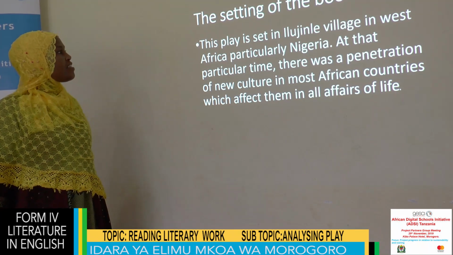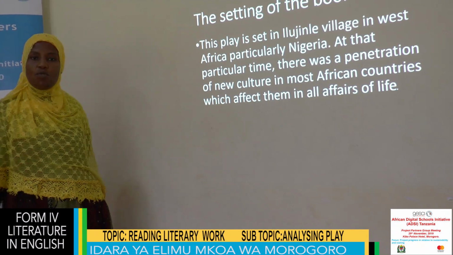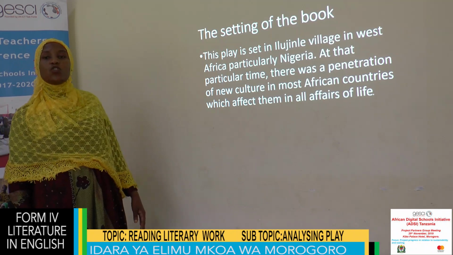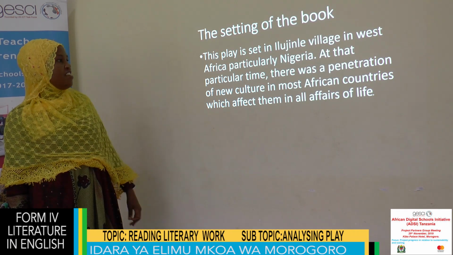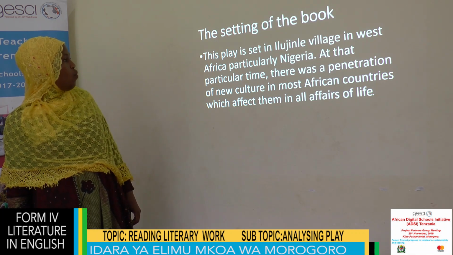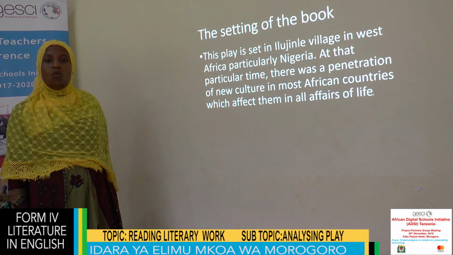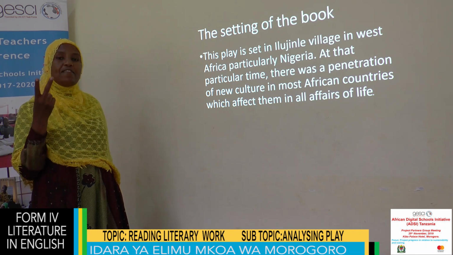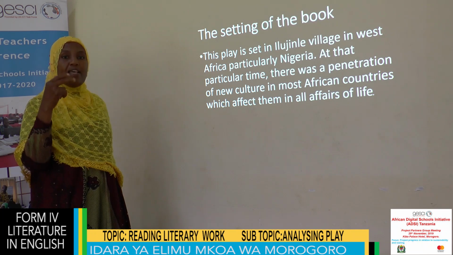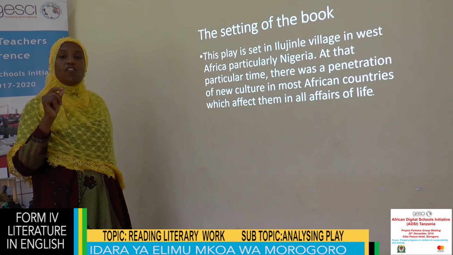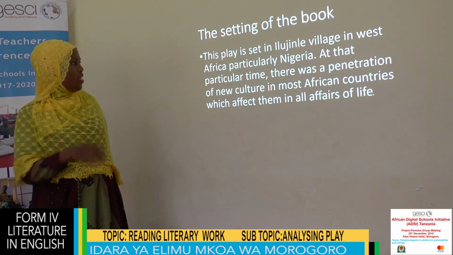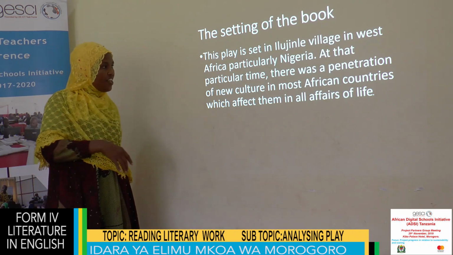After that, let us describe the setting of the book. This play is set in Ijule village in Nigeria. It's mostly in part of West Africa. When we are talking of the setting here, we are referring to two things. We are referring to the time and the place where that particular work of art has been acted, has been done. Here we have said that it is in Nigeria.